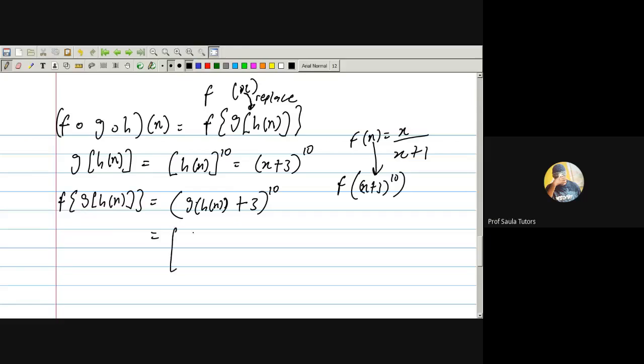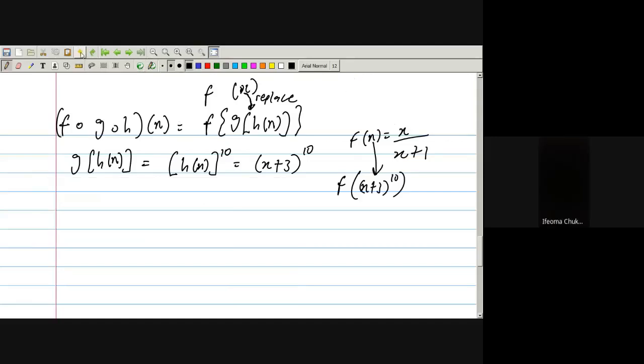What's my g of h of x? Remember, I'll replace. Don't forget. Wait, hold on. There's a slight mistake somewhere. It's because I did not write this thing down. Let me write it down. What's my f of x? Call it out. X over x plus 1. Yes, exactly. So remember, my f of x is x over x plus 1.